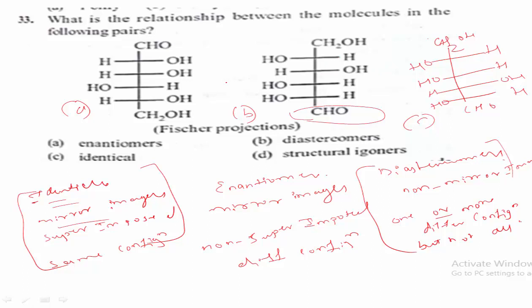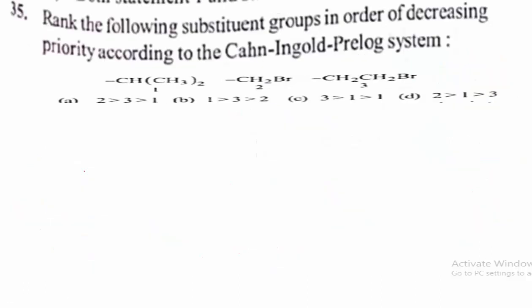Yes, therefore the given structures are identical structures. Yes. Next, question number 35, students. Rank the following substituent groups in order of decreasing priority according to the Cahn-Ingold-Prelog system. Yes, Cahn-Ingold-Prelog system. It is simply written as CIP system.